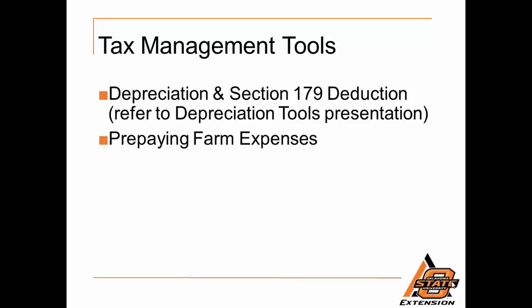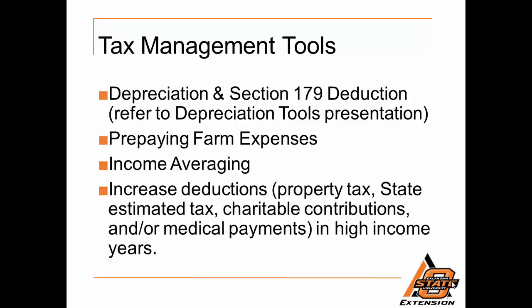Another tool is prepaying farm expenses. Farmers are allowed to prepay expenses, those items that would not be used until the following year. There are some rules that take place, and we'll talk about those. Income averaging is a tool only allowed to farmers, where we take a high income year and move it back to the prior three. Farmers are the only ones to have this opportunity.